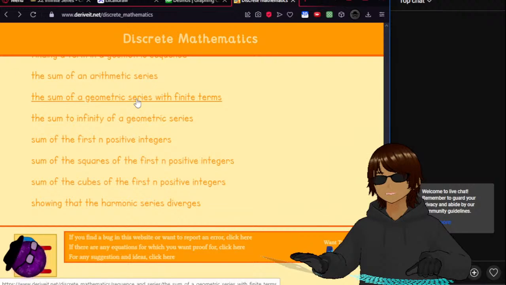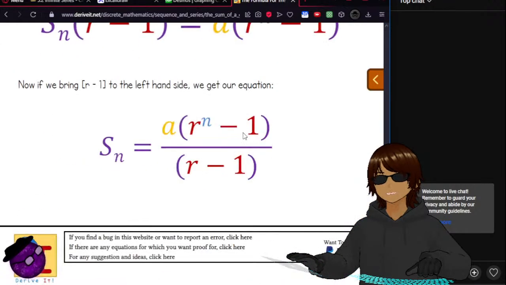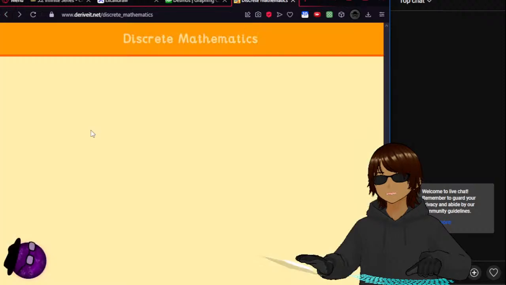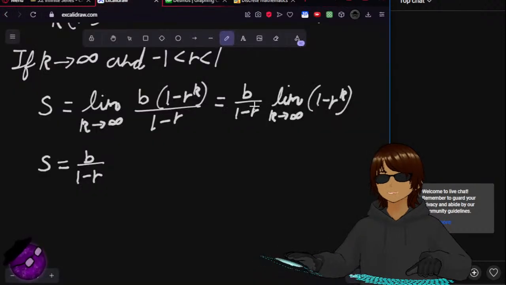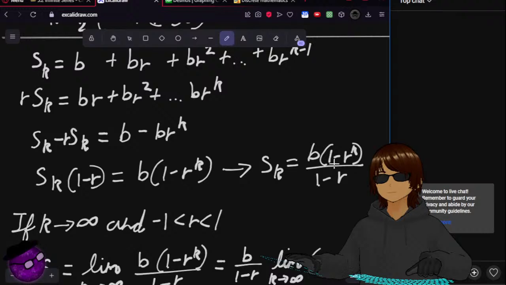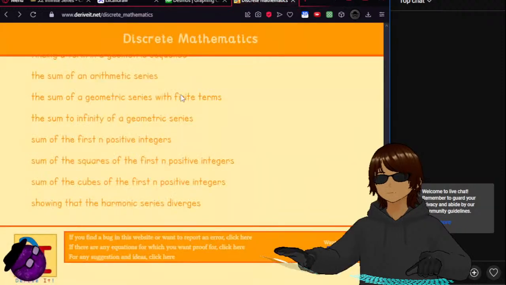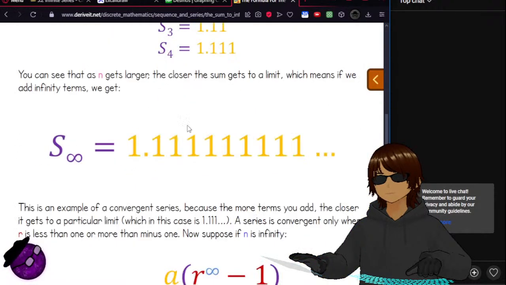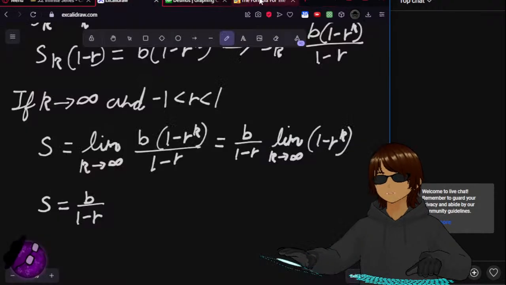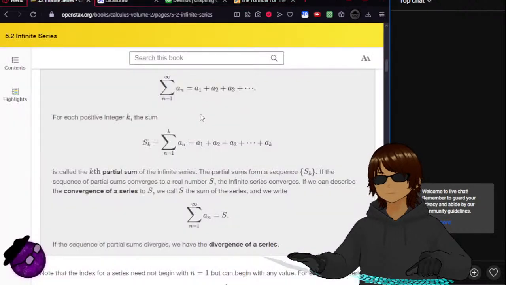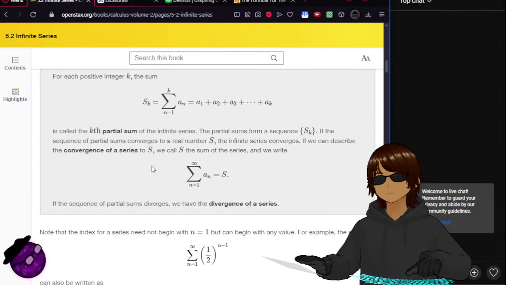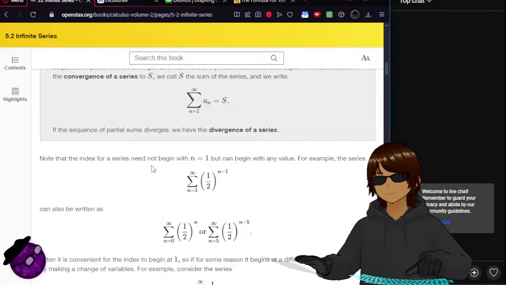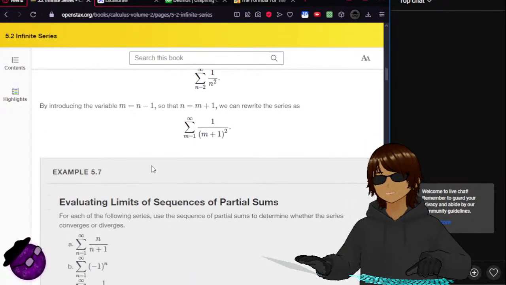Let me check the sum of a geometric series of finite terms. And that's the same answer as this one. You just multiply top and bottom by minus 1. And then the sum to infinity is a over 1 minus r.